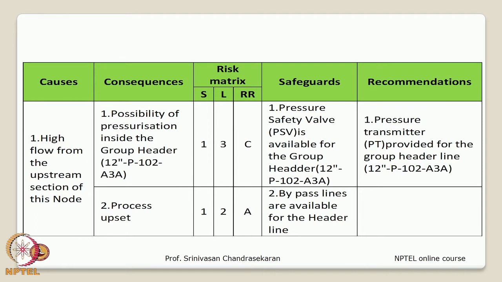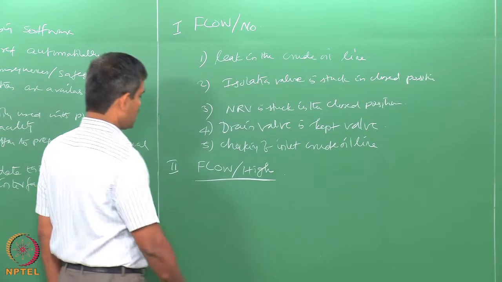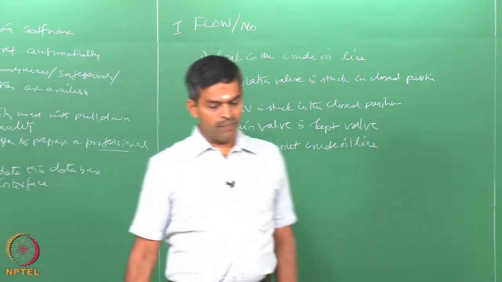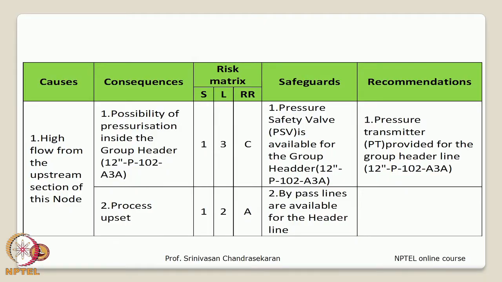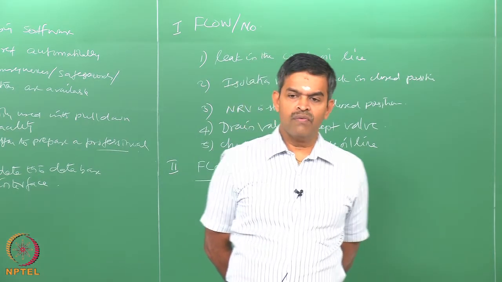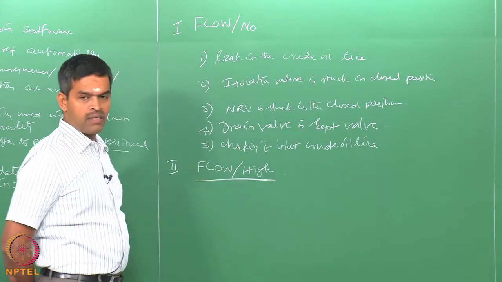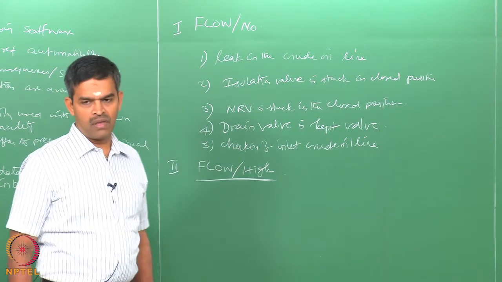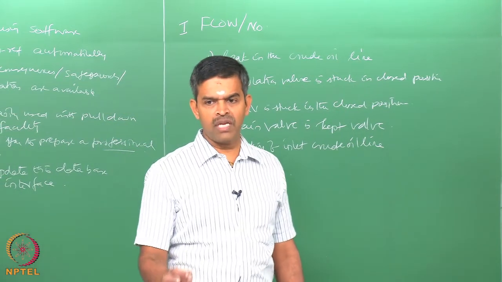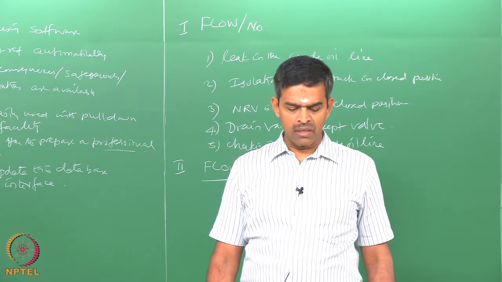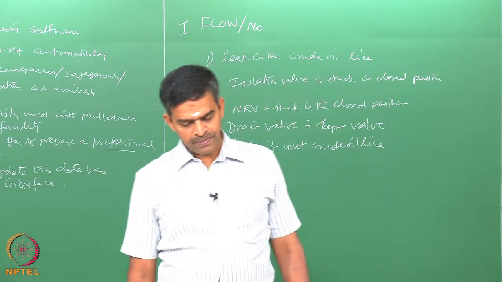The causes could be, one of the causes resulting from high flow could arise from the upstream section of this node. This can cause a consequence of pressurizing the group header. It can also result in process upset. As a safeguard available, we already have a PSV, which abbreviates pressure safety valve. Whenever there is a high flow indicated in the line, the pressure safety valve will be released and the flow can be controlled, because the pressure has to be controlled anyway, otherwise it will result in a catastrophic blast.